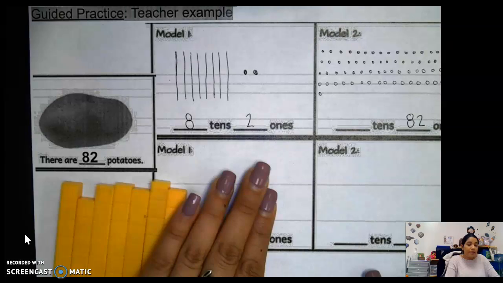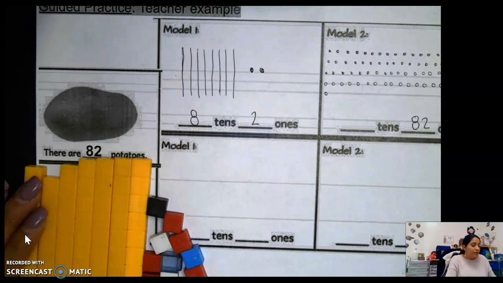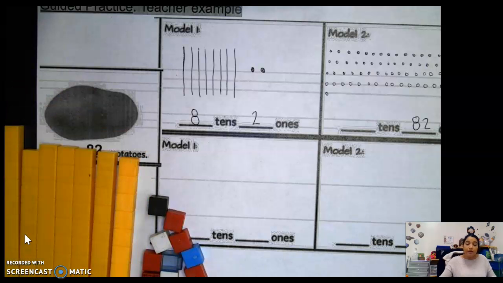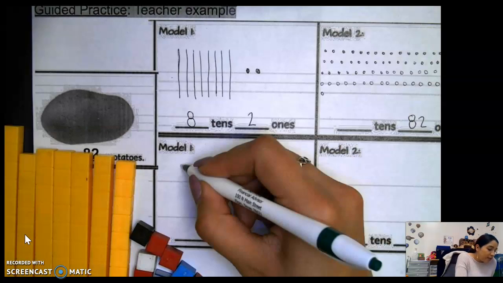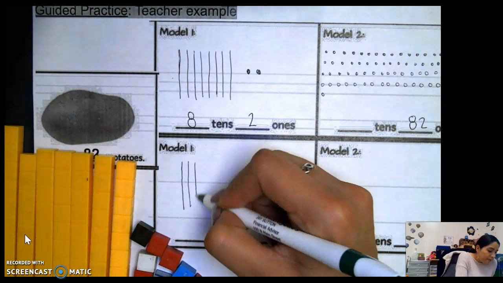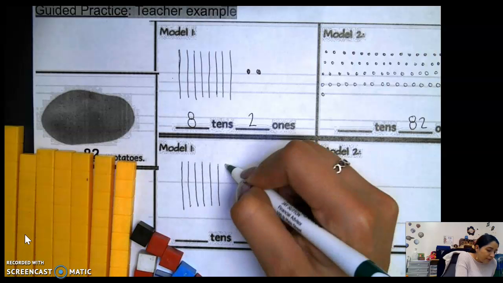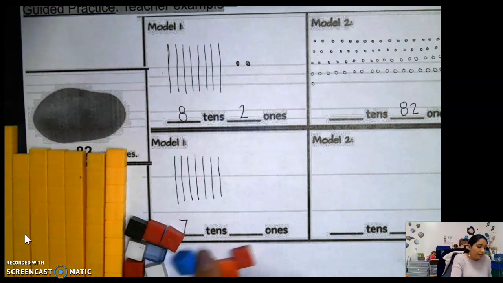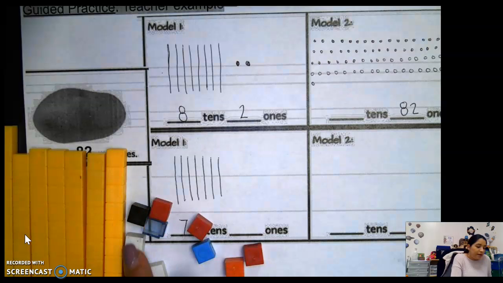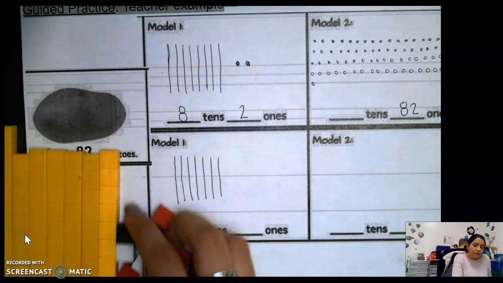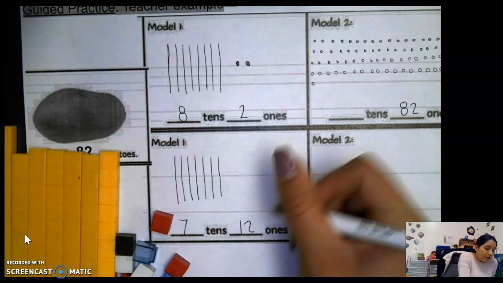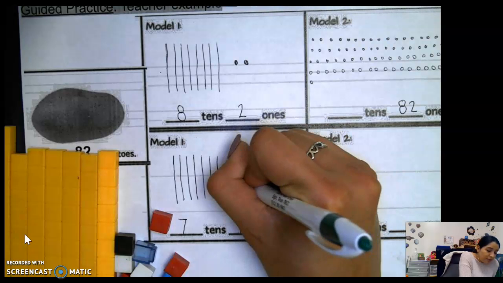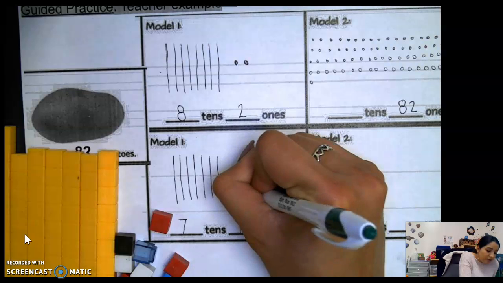Now let's count how many base 10 blocks I needed to get. 1, 2, 3, 4, 5, 6, 7. So I had 7 tens. And then how many ones? 1, 2, 3, 4, 5, 6, 7, 8, 9, 10, 11, 12. 12 ones. And I'm going to go ahead and draw my picture. 1, 2, 3, 4, 5, 6, 7, 8, 9, 10, 11, 12.